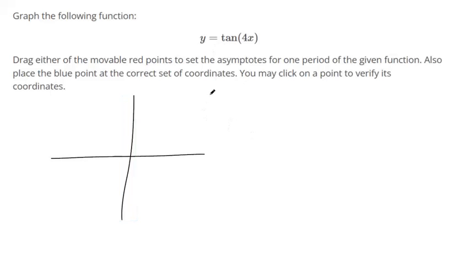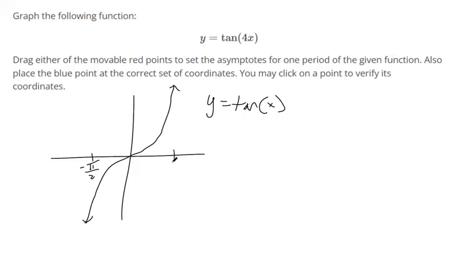So y equals tangent x, if we don't have any other numbers, looks like this. Because if you plug in tangent of 0, it should be 0. And then we should have vertical asymptotes at negative pi over 2 and pi over 2.